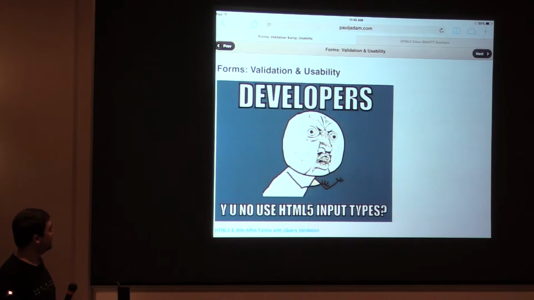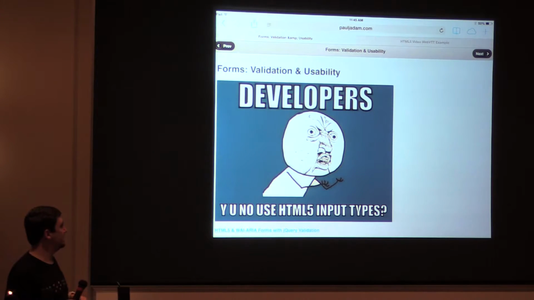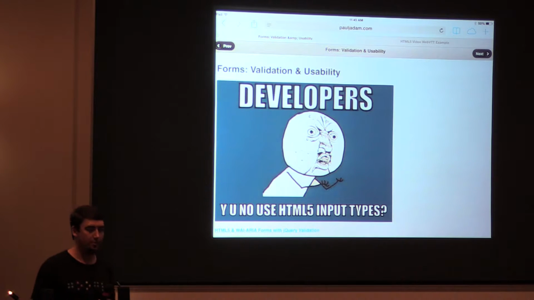So moving on: forms, validation, usability. There were lots of talks on forms already, so I'm not going to go into a lot of detail. Main thing is, why are people still not using HTML5 input types? Input type equals tel, email, all that. You go fill out a form on your iPhone to type in your phone number, and the first keyboard you get is the ABCD keyboard. That's very bad usability. You want to get a keyboard optimized for the type of input you're entering.